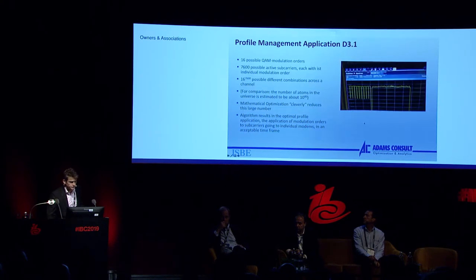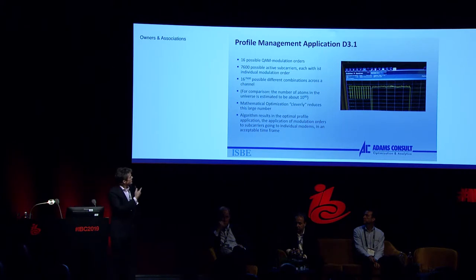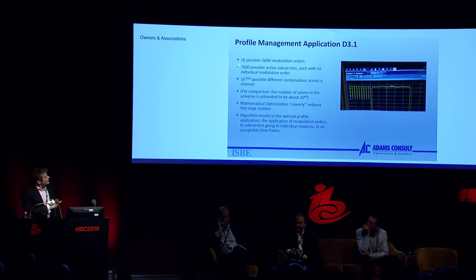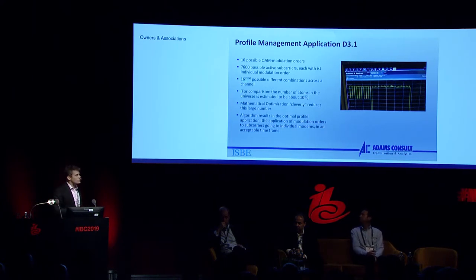Because if you have 16 possible QAM modulation orders, now we're working out the maximum number. This is a great example to demonstrate that mathematical optimization reduces numbers that are somewhere close to infinity. Well, nothing is close to infinity, right? Nobody counts to infinity unless you're Chuck Norris. He did it twice. But if you have 16 possible QAM modulations and 7,600 possible active subcarriers, and you basically have to find a picture at every instant of how to modulate each of these individual subcarriers, click, click, click, with different modulations, you will have 16 to the 7,600 possible different combinations across the channel all the time.